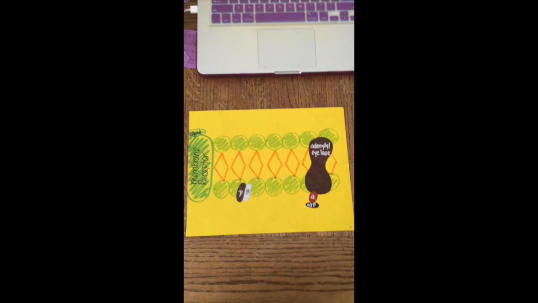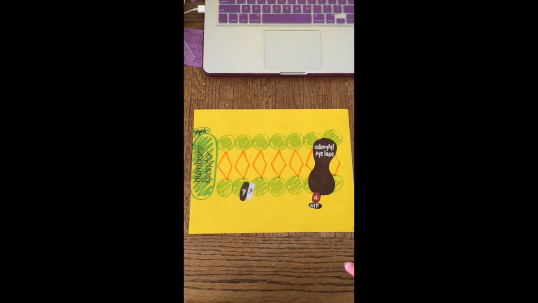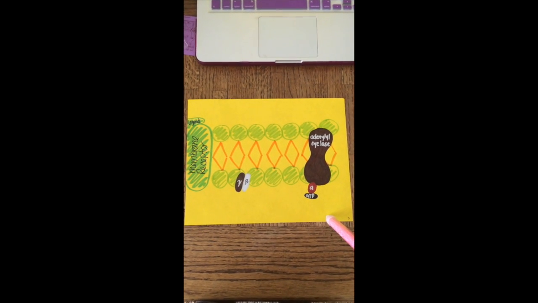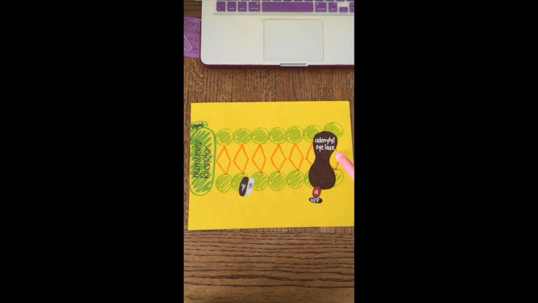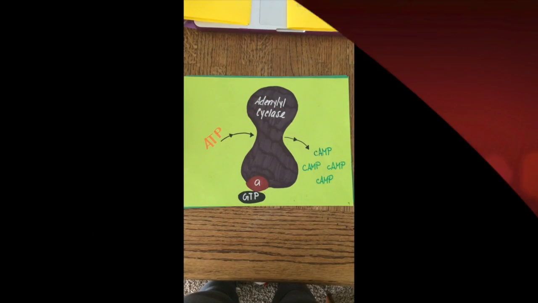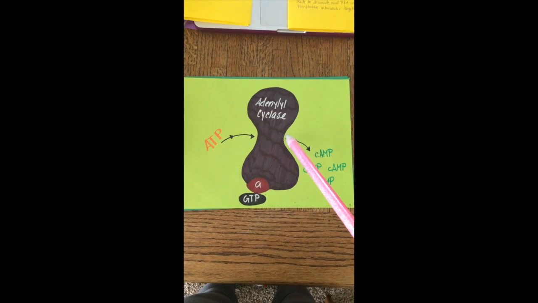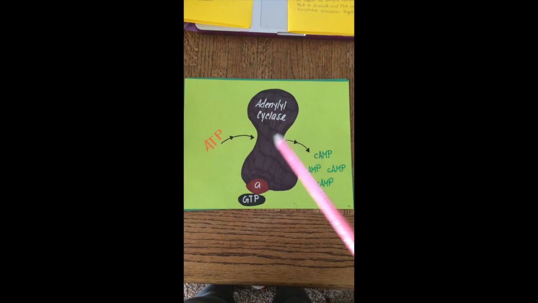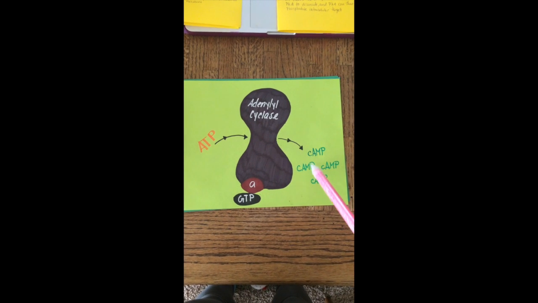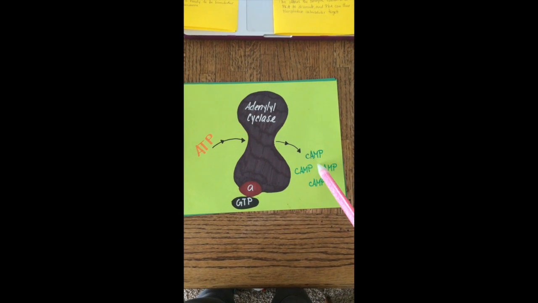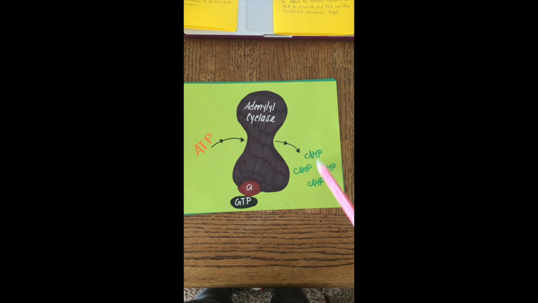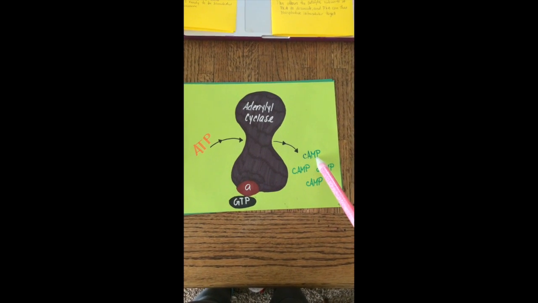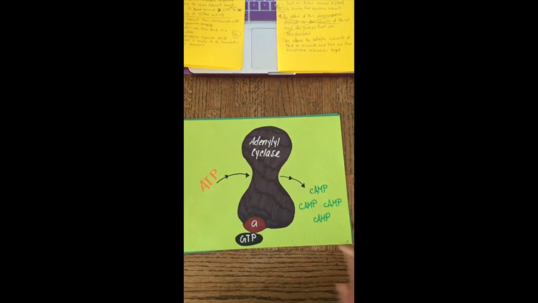Once guanosine triphosphate is bound to the alpha subunit, it then binds to the activation site of adenylyl cyclase. Once adenylyl cyclase is activated, it catalyzes the conversion of ATP into cyclic AMP, which is short for cyclic adenosine monophosphate. Cyclic AMP is a second messenger used for intracellular signal transduction.